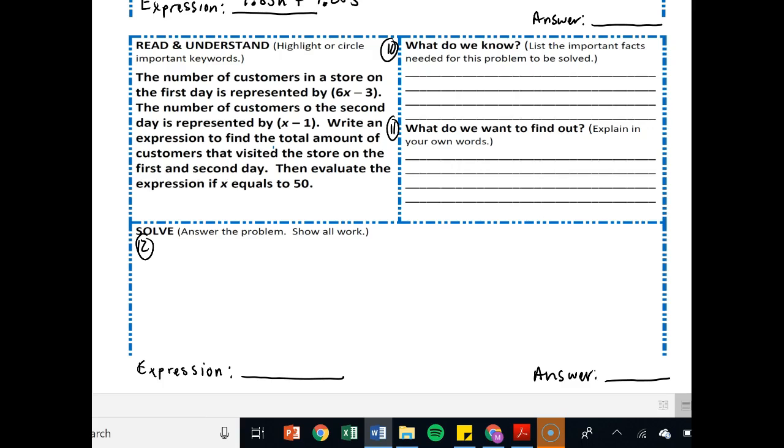And then for this very last problem here, I am literally going to go ahead and allow you to solve this on your own. I know it's tough, but figure out what you know, what you want to find out, and then show some work. You're going to have an expression, you're going to have an answer. It says if the first day is represented by 6x minus 3, the second day is represented by x minus 1, write an expression to find out the total amount. That should be telling you what you should do. And then you're also going to want to evaluate when x is equal to 50.